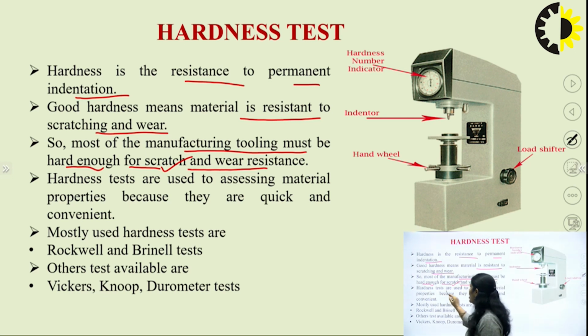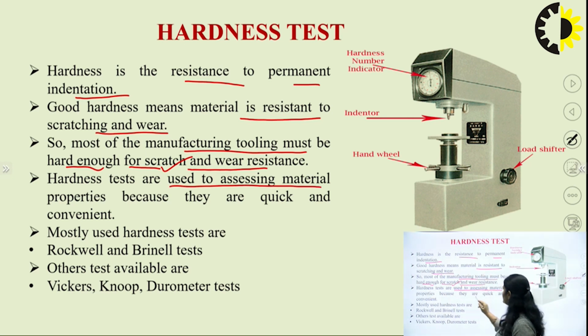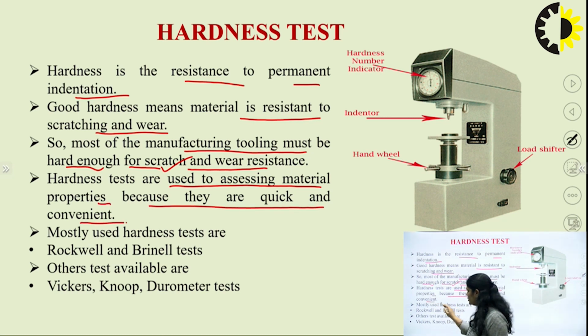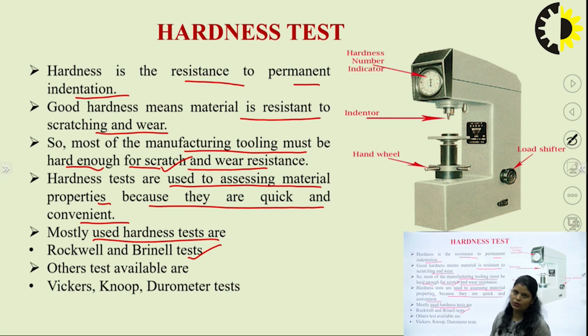Hardness tests are used for assessing the material properties because they are quick and convenient. ये बहुत quick होते हैं, time consuming नहीं है, इसलिए इसको use किया जाता है. Mostly हार्डनेस टेस्ट को use करते हैं हम लोग, and mostly used hardness tests are Rockwell and Brinell tests. बाकी tests भी होते हैं, जैसे other tests जो available हैं, that is Vickers test, Knoop test, Durometer test, etcetera.